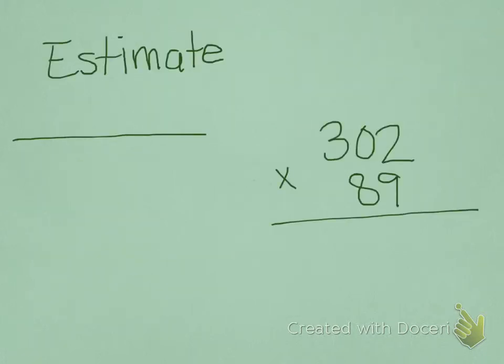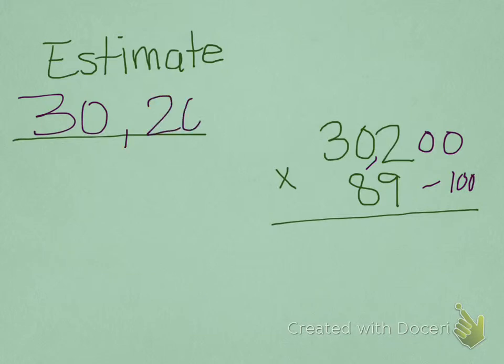Number 2 says estimate and then solve. If I were to estimate, I would round 89 to 100, which means I just add my 2 zeros onto 302. So it would be about 30,200. Then it wants you to actually solve.